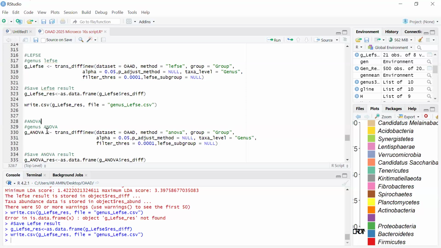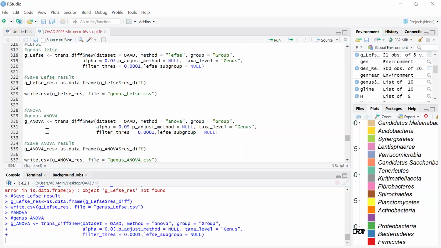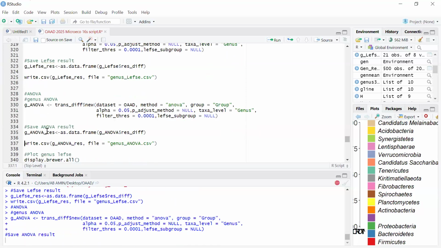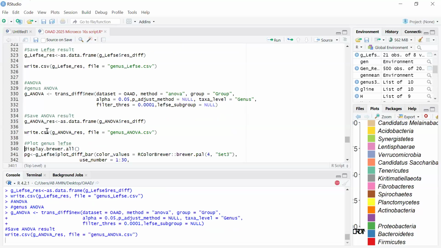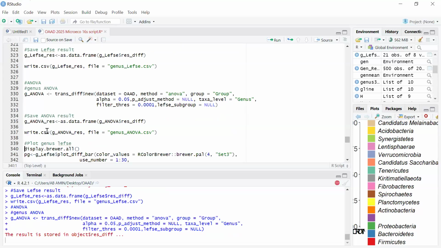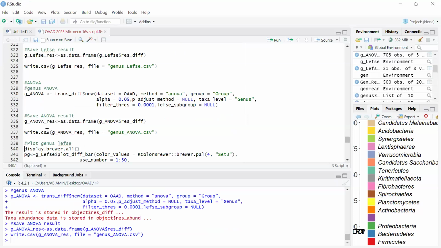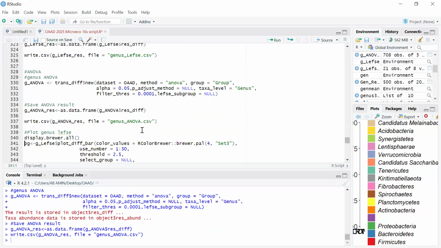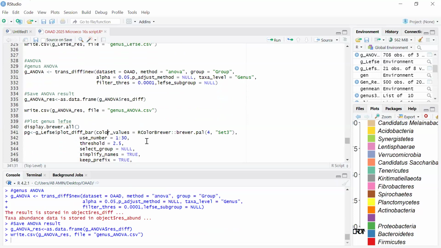So we can decide to use ANOVA. This is just to give us options of what we may want to use. If we want to plot the bar plots for LEfSe, you can see the threshold here in line 343, 2.5. So we want to change it. If I want to put 3 now, I will put 3 and we'll see how many are plotted.